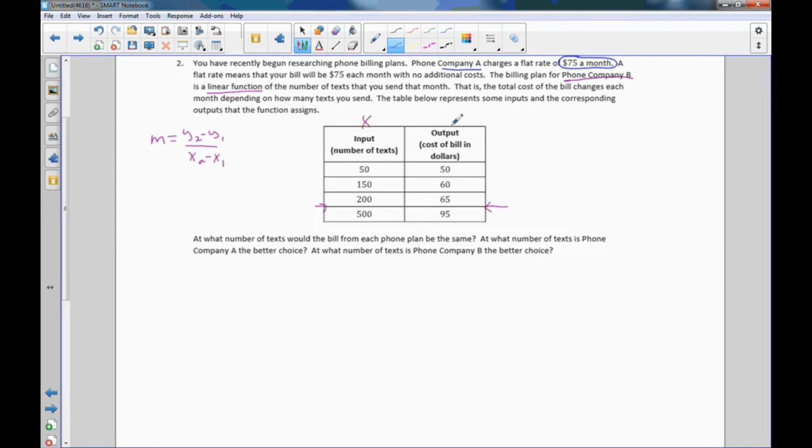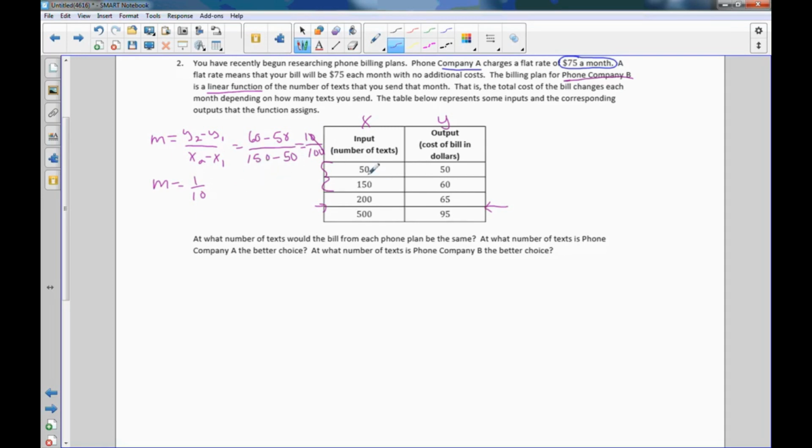So if these are my x's and these are my y's, I'm going to find the rate of change between the first two. This is my y1 and this is my y2. So my y2 is 60 minus y1, which is 50, divided by x2, which is 150, minus x1, which is 50. So 60 minus 50 is 10, and 150 minus 50 is 100. I cancel the zeros, and therefore my rate of change is 1 over 10.